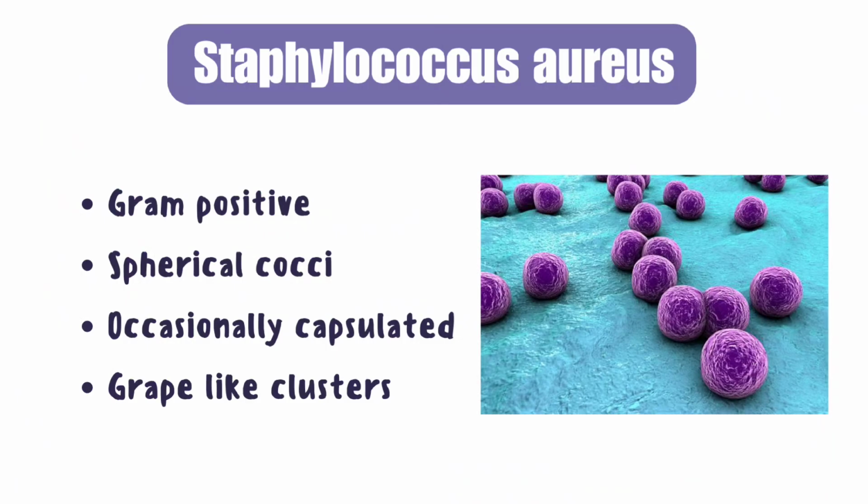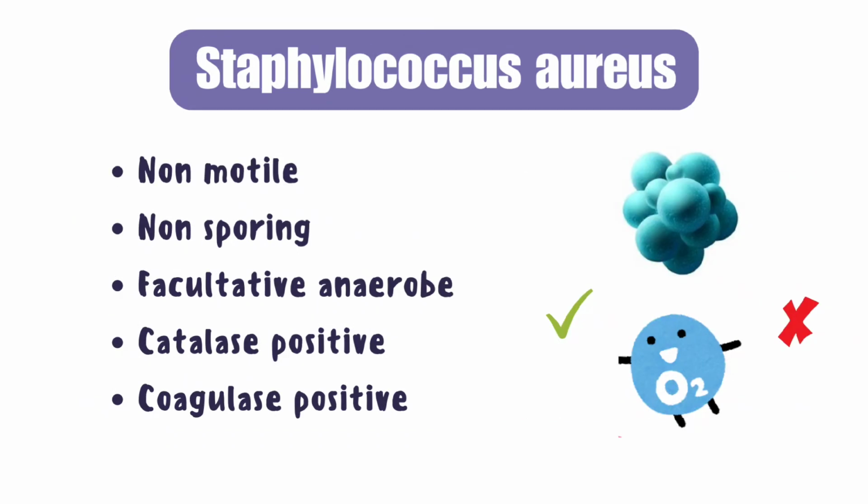It is a gram-positive cocci, occasionally capsulated and spherical in nature, about 1 micrometer in diameter, and it is arranged in grape-like clusters. This arrangement is because the cell division of this bacteria occurs in multiple planes with the daughter cells remaining close together. It is non-motile, non-sporing, a facultative anaerobe, which means it can survive with or without oxygen. Also, this organism is catalase and coagulase test positive.